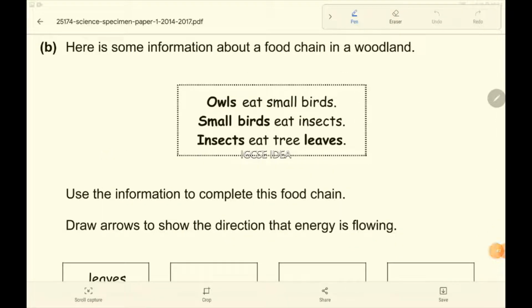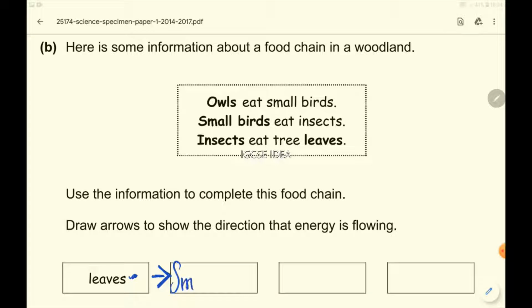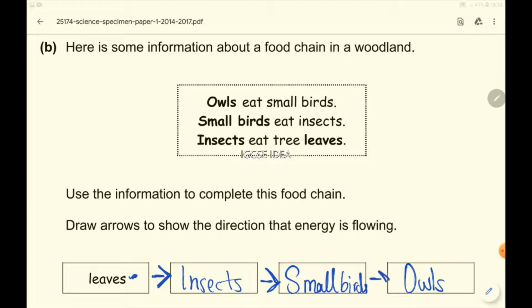Here is some information about a food chain in a woodland. Owls eat small birds. Small birds eat insects. Insects eat tree leaves. Use the information to complete this food chain. Draw arrows to show the direction that energy is flowing. Okay, leaves, and then an arrow, which is eaten by, oh no, not small birds, insects, which is eaten by small birds, which then is eaten by owls. There.